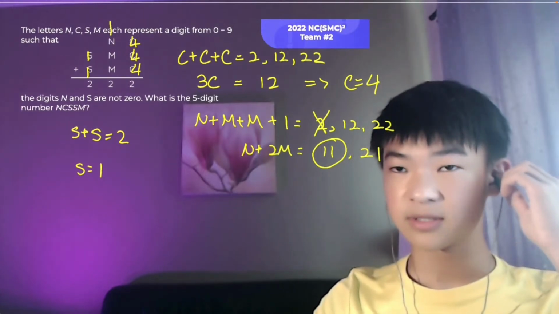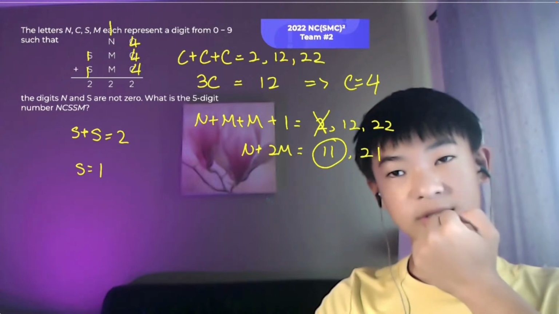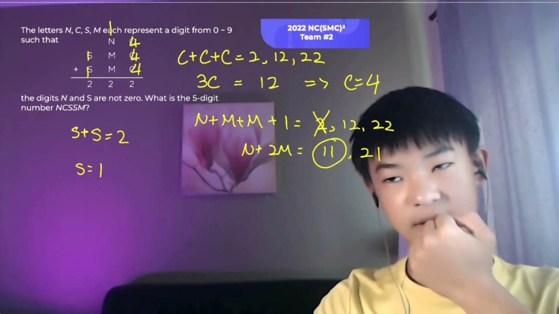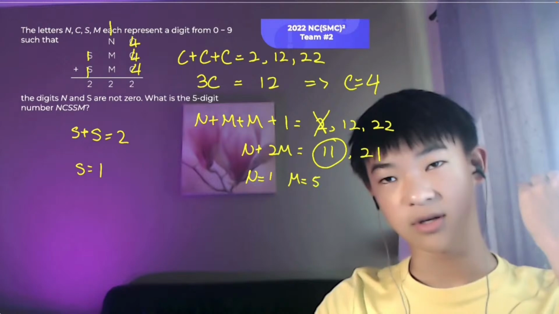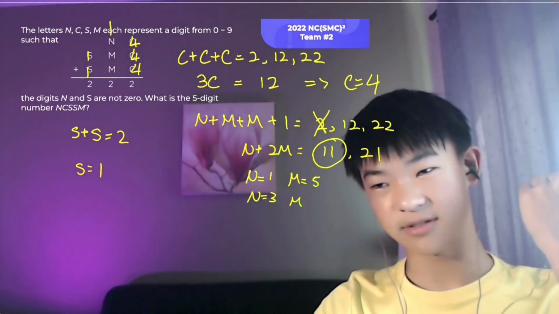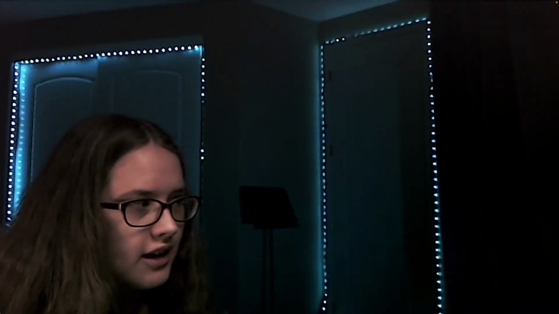Okay, now how should we solve this? One solution that seems to work is n is equal to 1 and m is equal to 5, but n is equal to 3 and m is equal to 4 wouldn't work. That would result in a carry over to the hundreds place, giving us not 2, but instead 3?